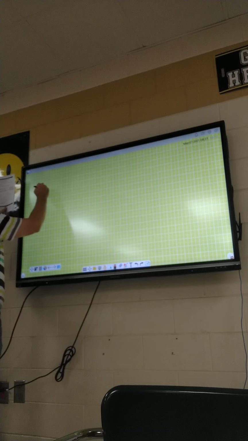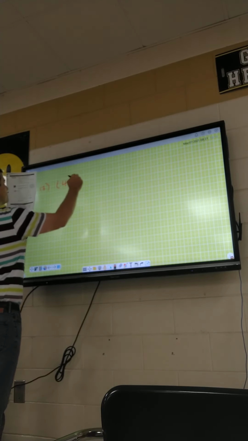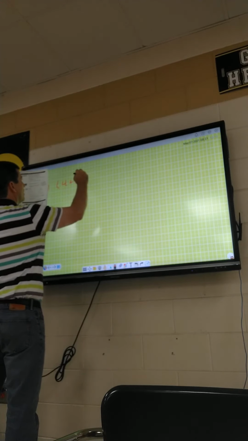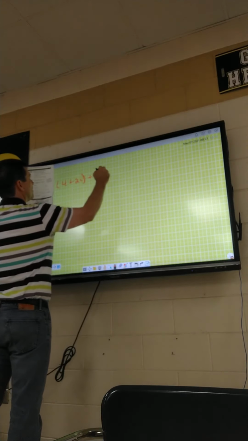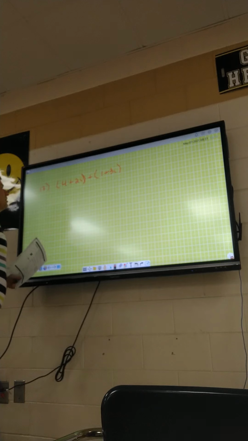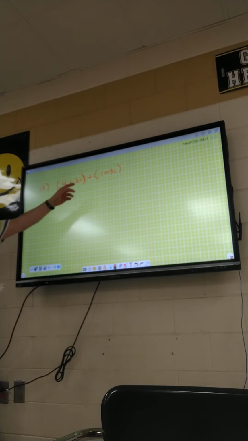All right, next one, let's go to 13. 4 plus 2i plus 1 plus 3i. Is this the FOIL method or is this just basic adding like terms? How do you know? It's got a plus in between, so we don't FOIL it, Caleb. All y'all do on this one is add like terms. That one is simple. Add them up, see what you get.